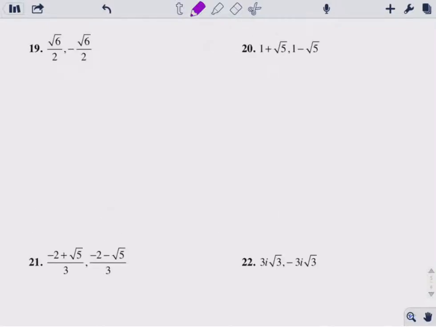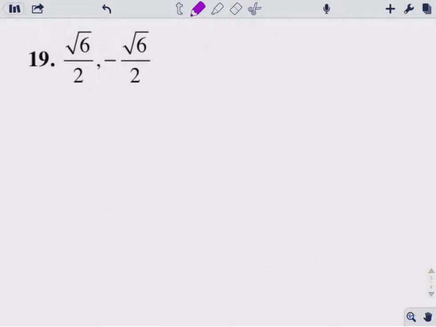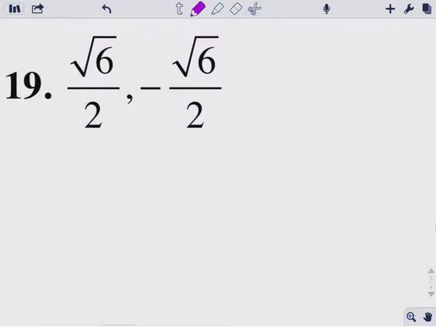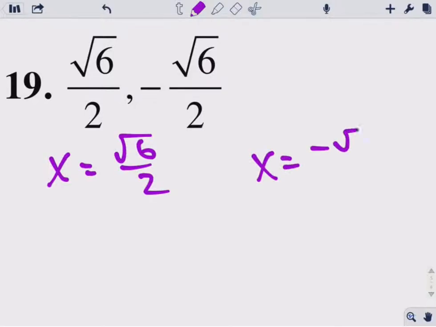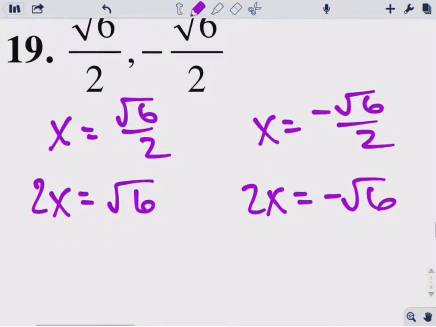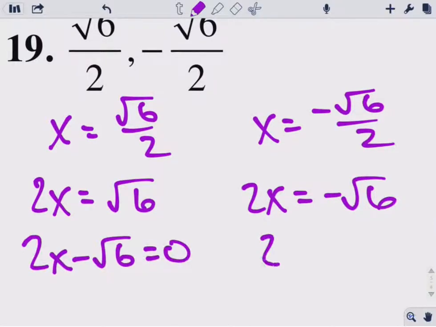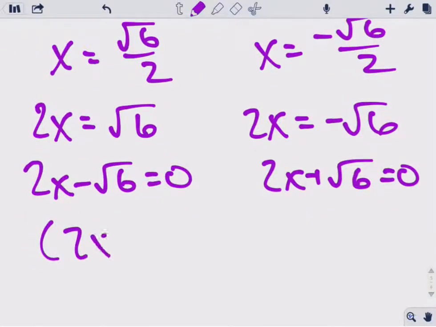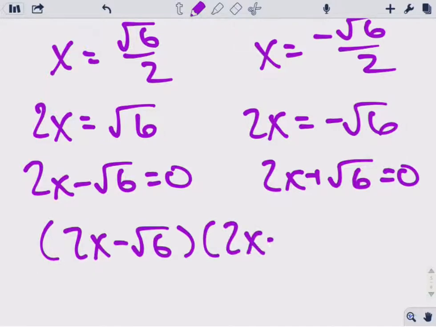Okay, again, this is page 5 of the Unit 7 review. We're doing quadratics with integer coefficients. So we set it up: x equals, multiply both sides by 2. Bring the square root of x over by either subtracting it or adding it, depending on which one is needed. Now I've got 2x minus root 6 times 2x plus root 6 is equal to 0.